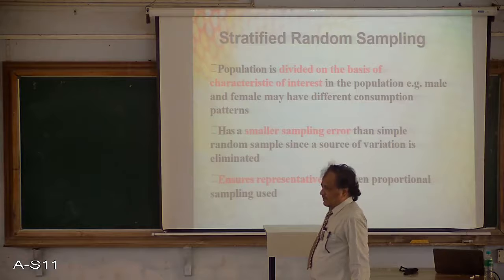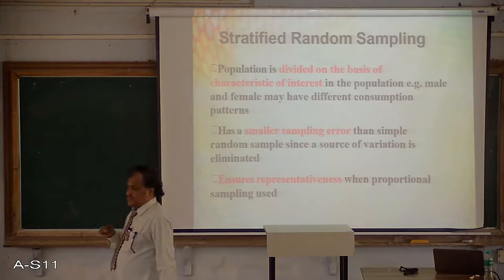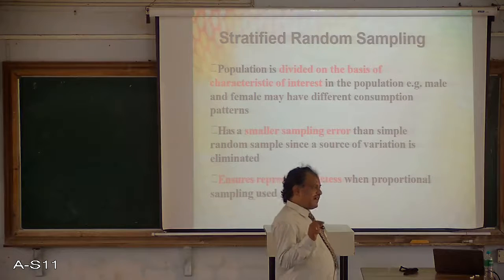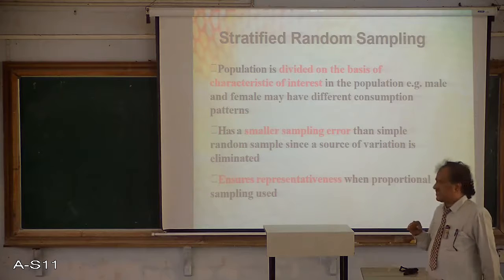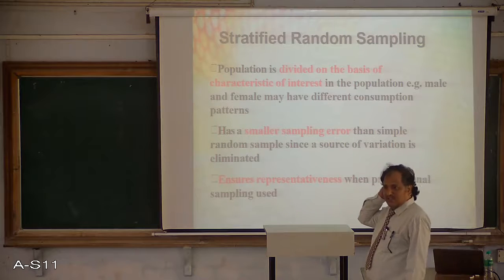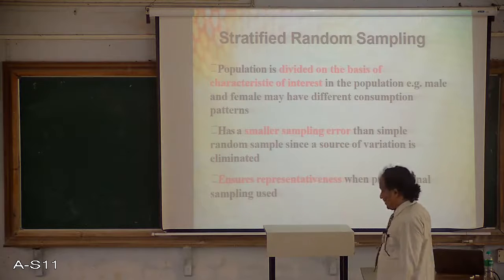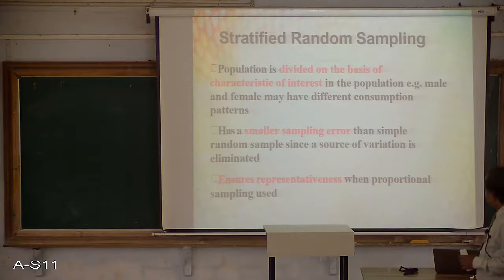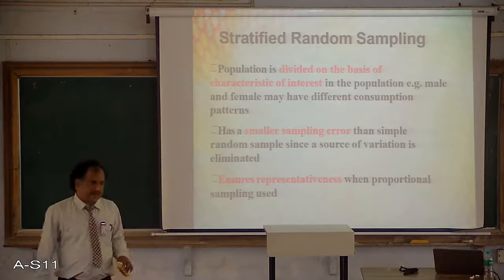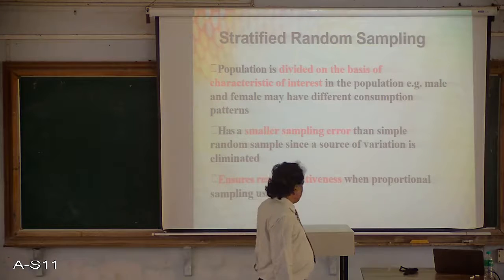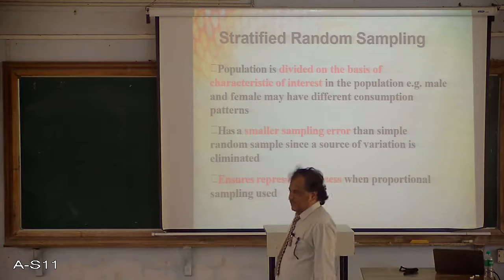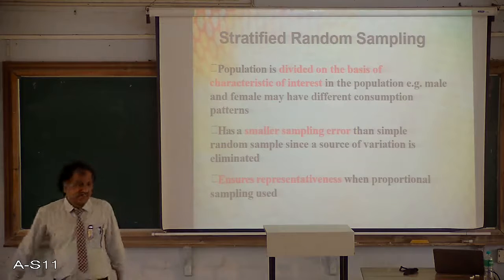That is, what we have selected is definitely going to represent that particular group and contribute to the research, because we have not selected the sample randomly. We have made the groups based on these characteristics, and then taken one sample as a representative. So a smaller sampling error is also an advantage of stratified sampling. It ensures representativeness when proportional sampling is used. As the groups are made based on some criteria, each sample selected is definitely going to be representative of that particular group. So it ensures representativeness compared to the other sampling methods.